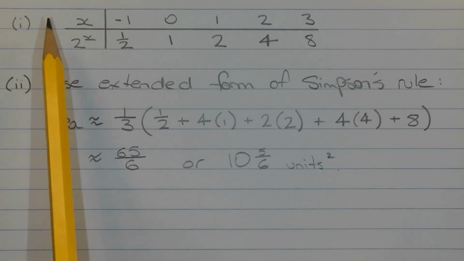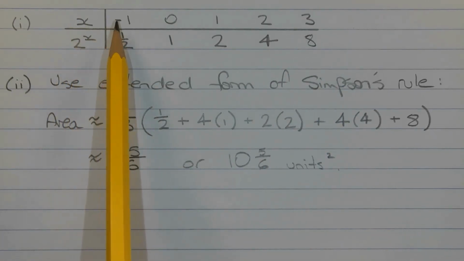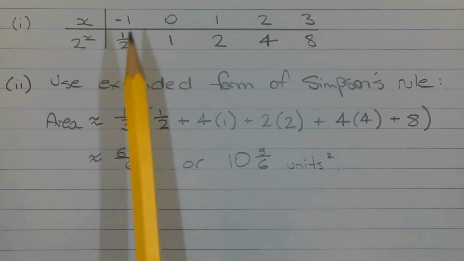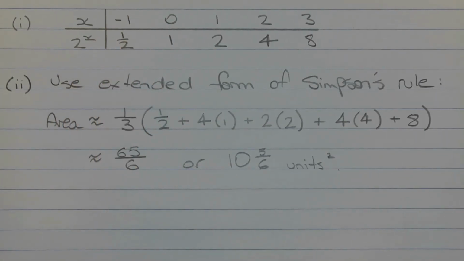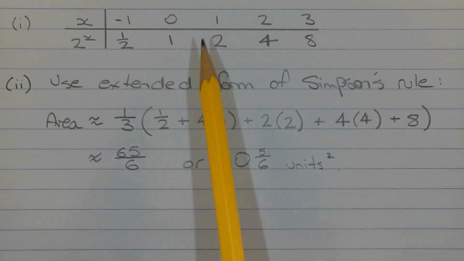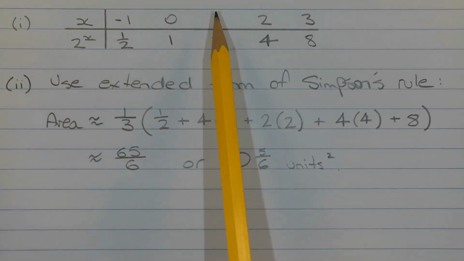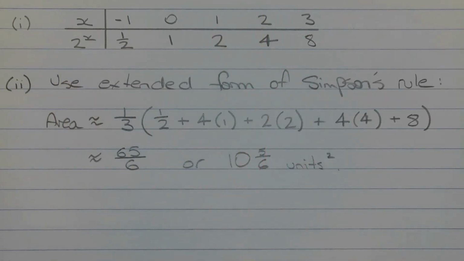For Part 1, we complete the table of values by evaluating 2 to the power of x for each value of x in the top row. When x is equal to -1, 2 to the power of -1 is 1 over 2. When x is equal to 0, 2 to the power of 0 is 1. When x is equal to 1, 2 to the power of 1 is 2. When x is equal to 2, 2 to the power of 2 is 4. And when x is equal to 3, 2 to the power of 3 is 8.